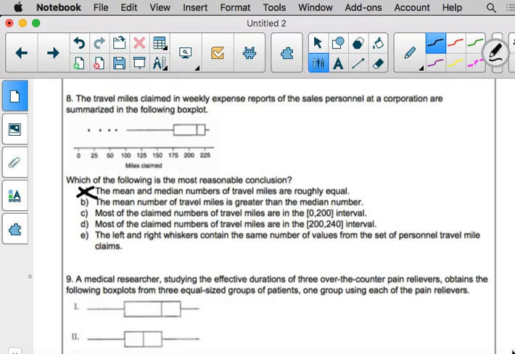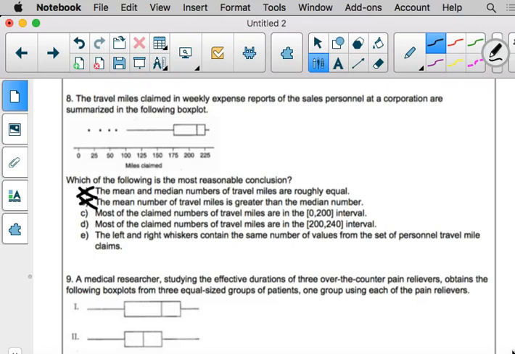The mean number of travel times is greater than the median. Well, again, I would say absolutely not. The mean is going to be pulled to the tail. You notice the tail is going to be leftward where all those outliers are. So again, not true.